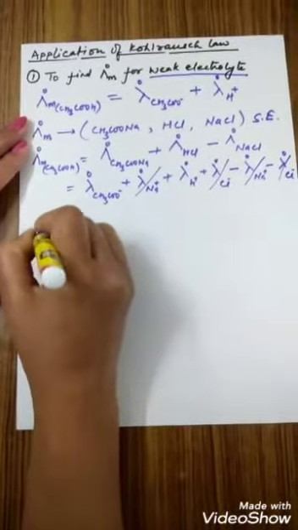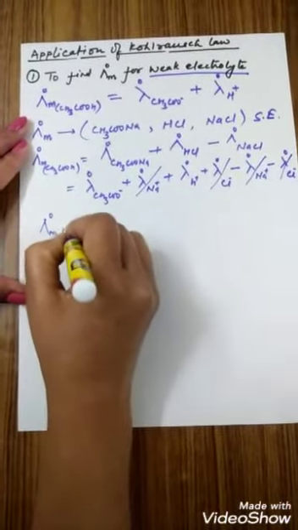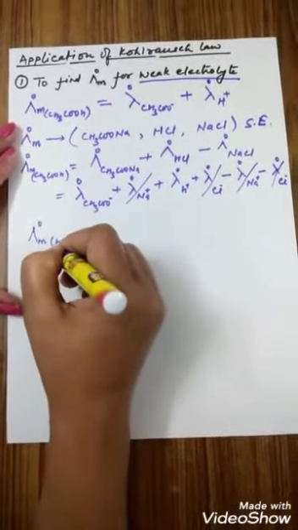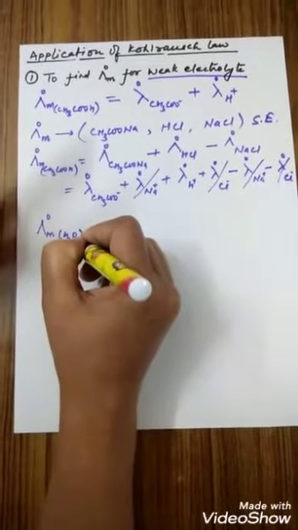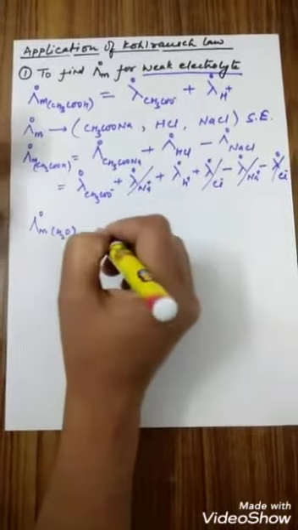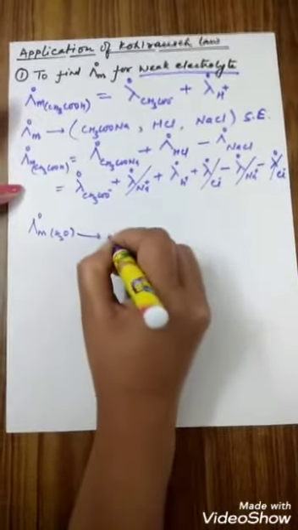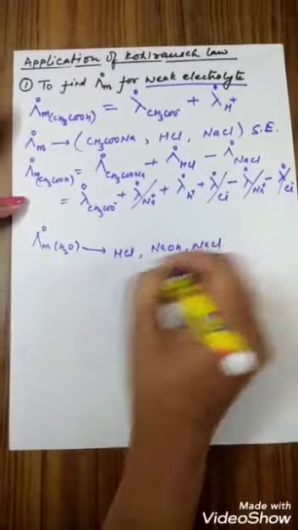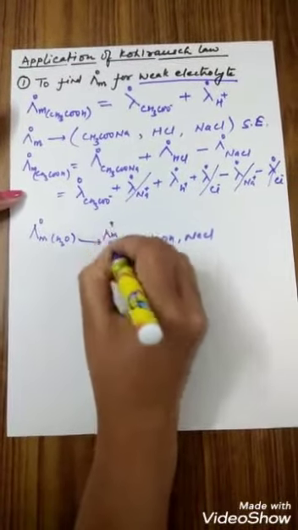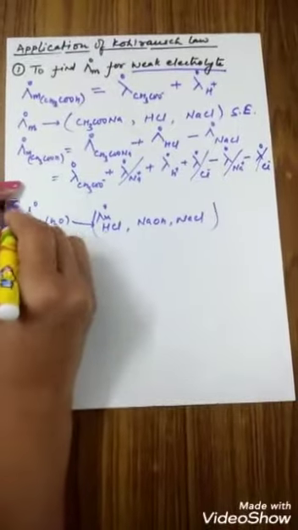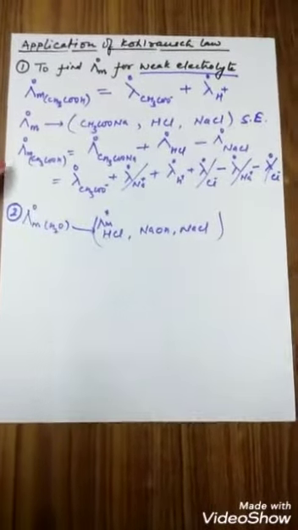One theoretical question is this: how will you find lambda m naught of H2O? You have to think over it. H2O is also a weak electrolyte. So you will get H plus ion from HCl, OH minus ion from NaOH, and the extra part that remains is NaCl. So with the help of three strong electrolytes, HCl, NaOH and NaCl, whose lambda m naught values you will get from the graphical method, you add these two and subtract this one, and you can find the lambda m naught of the weak electrolyte H2O. So these are the applications of Kohlrausch law.